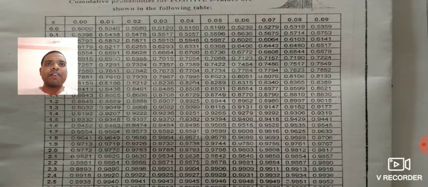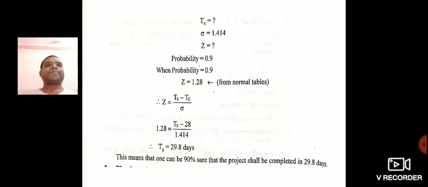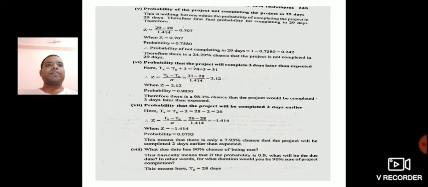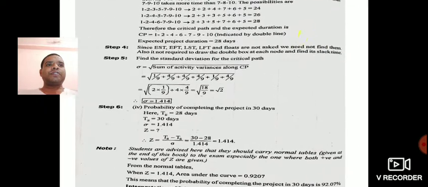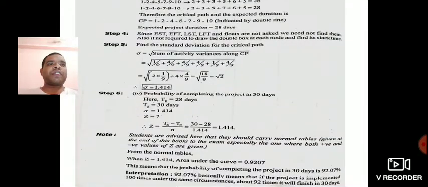Okay, for that, see the values, 0.9207 we are getting. Just keep it in percentage. Okay, we are getting 92%. This means the probability of completing the project in 30 days is 92%.